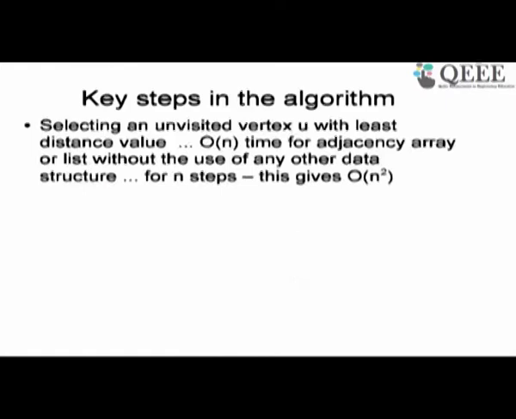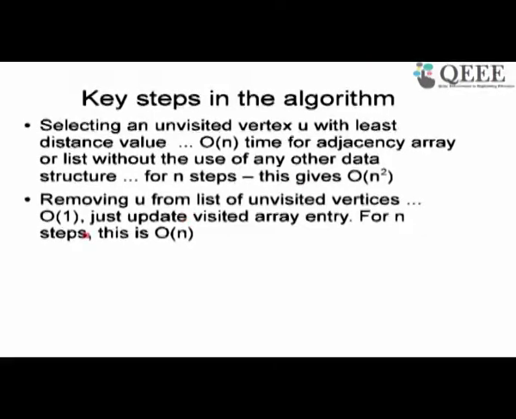So what is the complexity of this? You can see that selecting an unvisited vertex U with least distance, if you have an adjacency array, could take order n time, right? Because finding the min of a list of n takes n time. And then you're going to repeat this whole thing n times. Remember, in Dijkstra's algorithm you're repeating it n times. You go n times, you're doing this update step visit. So n multiplied by n gives you n square. Okay. So the total complexity of just the first step is order n square.